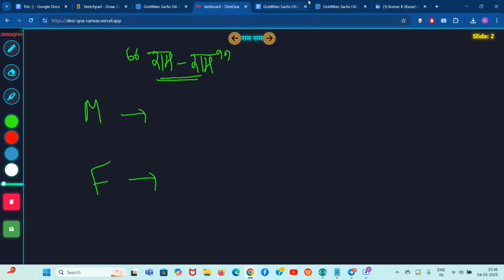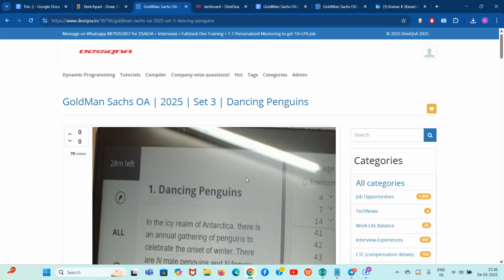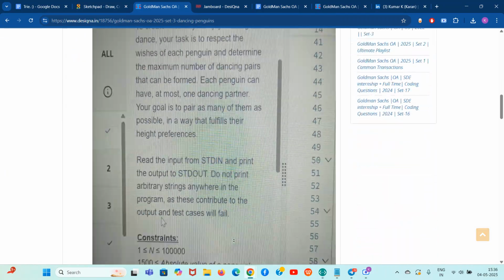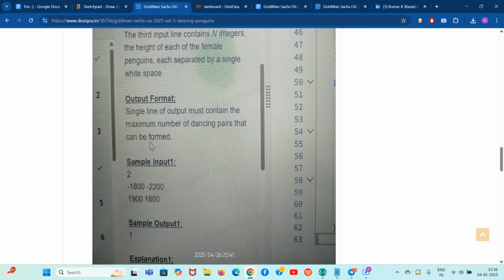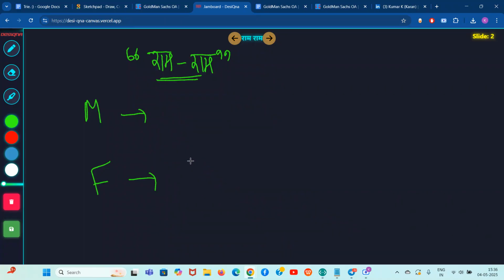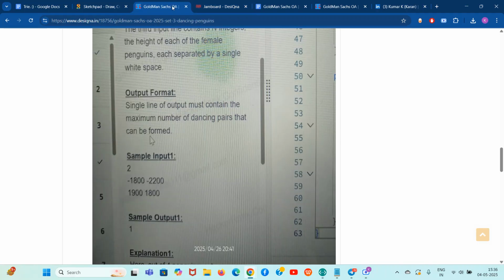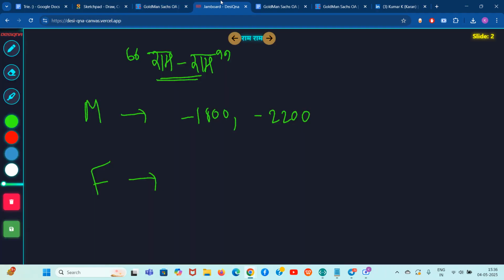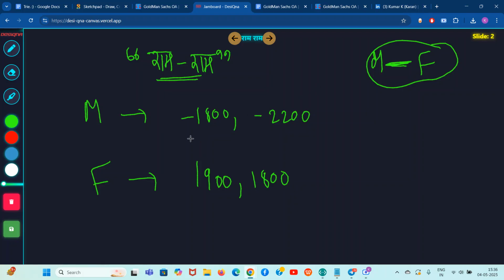So, guys, the male array which is given to you in this question, if you check, is minus 1800, minus 2200. I will explain the meaning later. And the female array given to you is 1900, 1800. So, guys, you have to make pairs. You have to make the bonding of male with female. This is your male array, this is your female array.